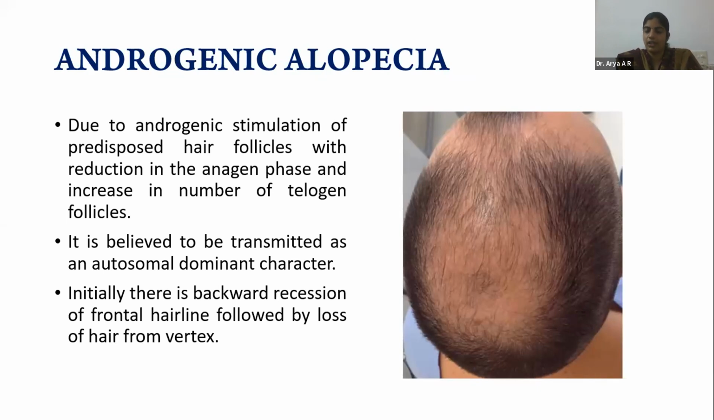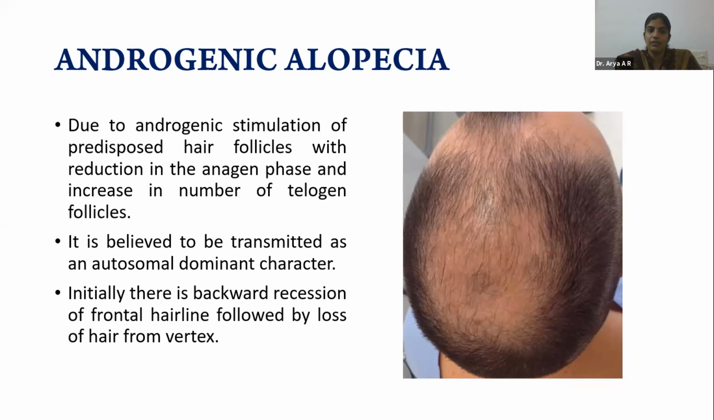So in the anagen phase, there is a reduction. That is, the hair follicles are not getting nourishment and are not growing, and the telogen phase follicles are more. So hair fall becomes more and hair growth is less. This is the condition in male pattern baldness. I told you earlier that heredity plays a major role in this condition. It is believed to be transmitted as an autosomal dominant character.